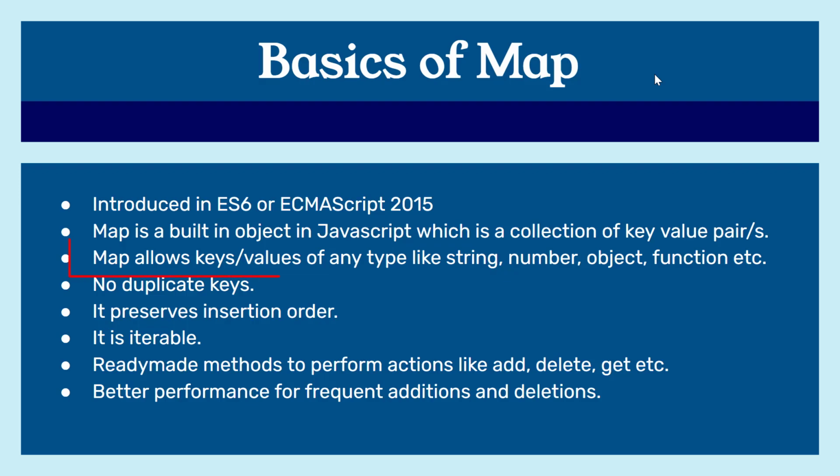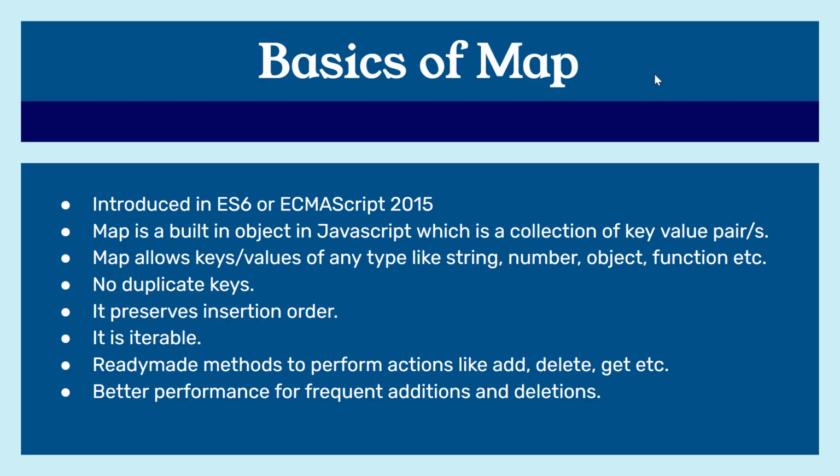And the major advantage of map in JavaScript is that we can have key and value of any type like string, number, object, function, etc. But it will not allow duplicate keys. That means we cannot have two keys with name first name. It preserves insertion order. That means in whatever order you put key and value into a map, in the same order you can iterate it.